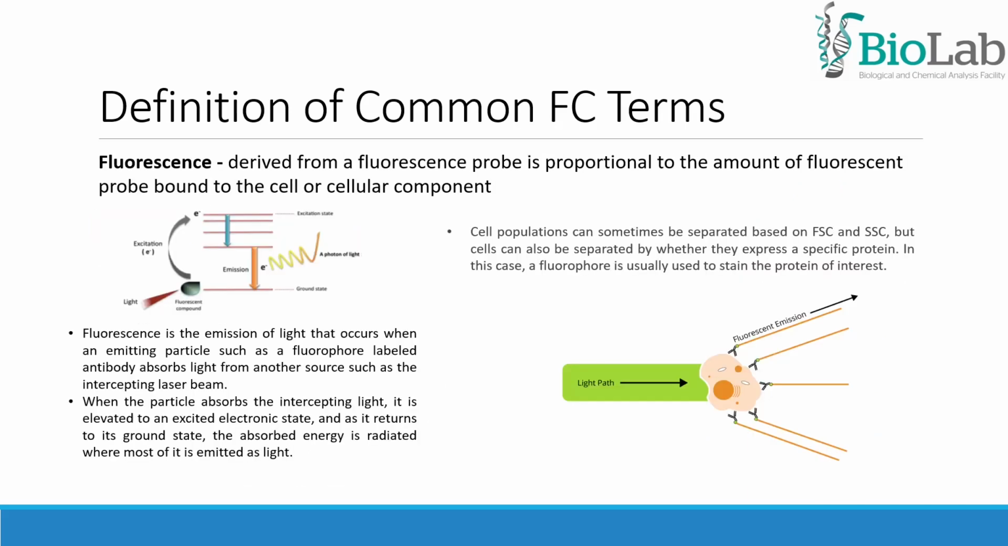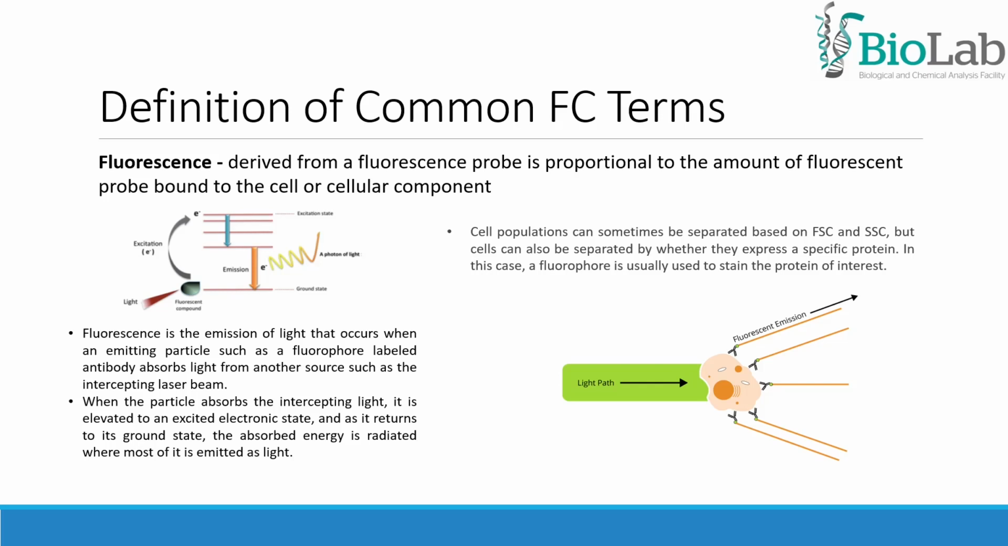Another important concept is fluorescence. As you know, fluorescence is the emission of light that occurs when an emitting particle, such as a fluorophore-labeled antibody, absorbs light from another source such as the intercepting laser beam. When the particle absorbs the intercepting light, it is elevated to an excited electronic state, and as it returns to its ground state, the absorbed energy is radiated, where most of it is emitted as light.